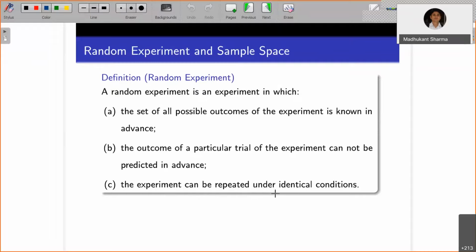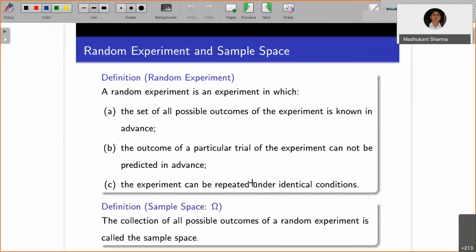They are all fair, meaning not biased. Then the set of all possible outcomes of the experiment which you are going to note down is known as the sample space. So the collection of all possible outcomes of a random experiment is called the sample space. This space could be countable, could be finite, or could be infinite and uncountable as well. Of course, you can definitely give a finite sample space.